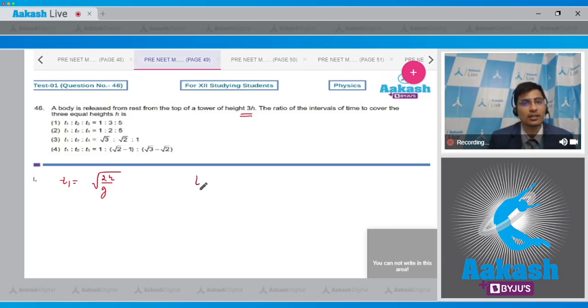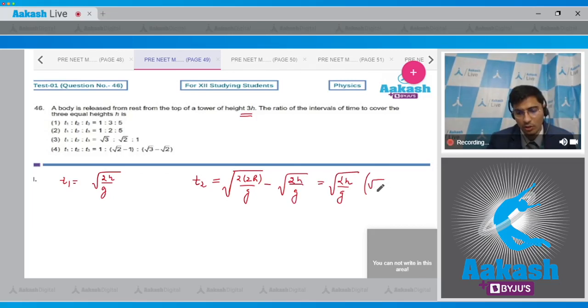In the second height h, the time can be written as the total time taken to cover the height 2h minus the initial time taken, that is t1, that will be root of 2h by g. So this can be written as under root of 2h by g into root 2 minus 1.